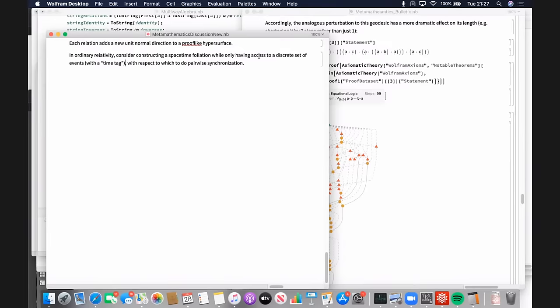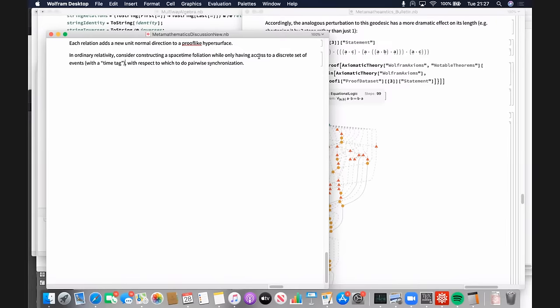Wait, what? I completely don't understand. So in ordinary relativity, I give you a discrete set of events that are not time tagged. How do you do synchronization? What does that even mean? I'm saying you've got these random events in space-time, right? Yeah. And I'm going to define this event to be a time-like successor of this other event. On what basis? And why is that synchronization?